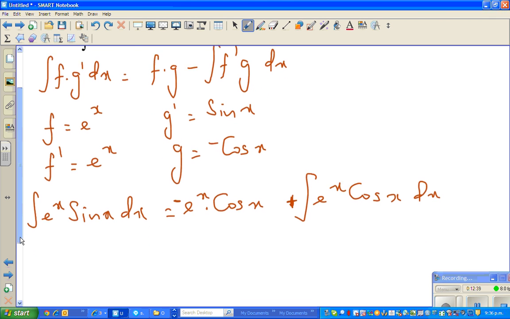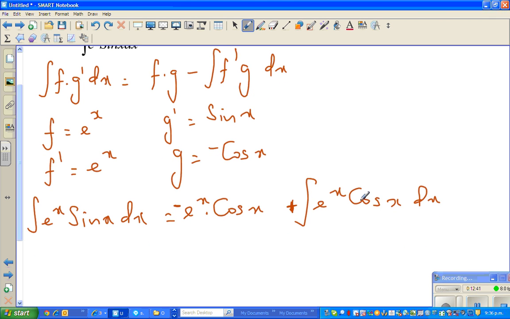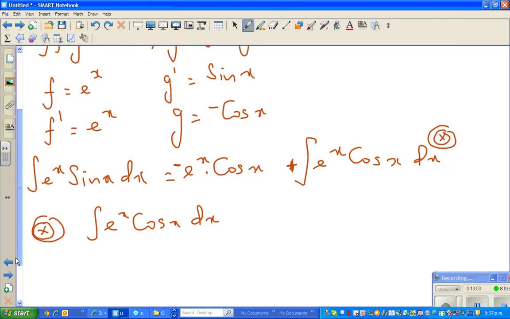Now what will you do? Now you have to integrate this. Now for integration of this, we'll have to again use chain rules. I'm going to do a star here. And I'm going to do this separately. So this star is, so integration of e to the power x cos x dx is what we want to integrate. So again, the same process.